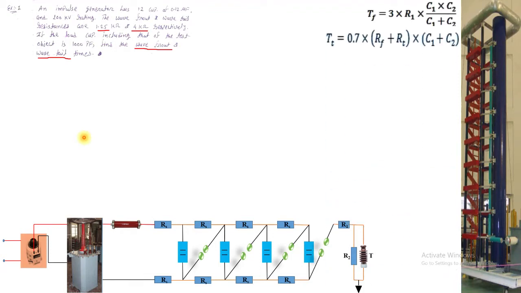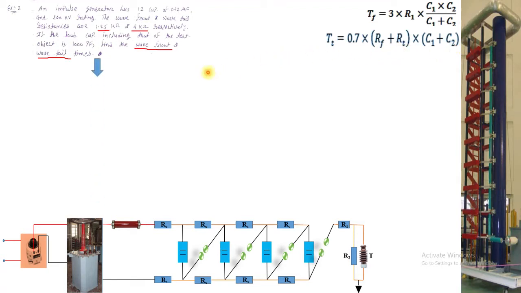Here you can see these are the two equations through which you can calculate the wavefront time and the wave tail time. Wavefront time is calculated from TF = 3 × R1 × C1 × C2 / (C1 + C2), where C1 represents the equivalent capacitance of the generator and C2 represents the load capacitor. R1 represents the wavefront resistor and TF the wavefront time. Tail time is TT = 0.7 × (R1 + RT) × (C1 + C2), where RT is the wave tail resistance.